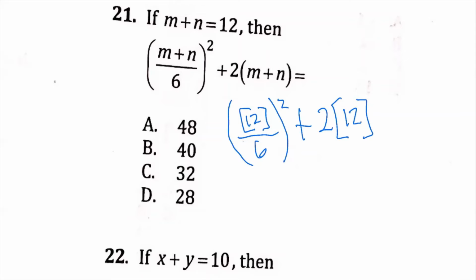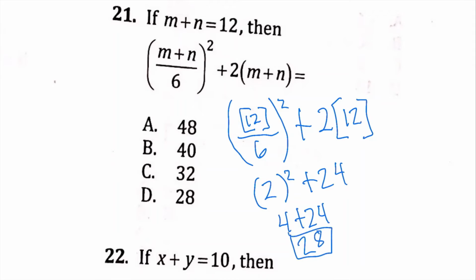So now what we have here is always work with the inside first. Always work with the inside first. 12 divided by 6, right? It's just 2. We square that. 2 times 12 is 24. 2 squared is 2 times 2, right? Which is just 4. Plus 24. Final answer, 28. B.